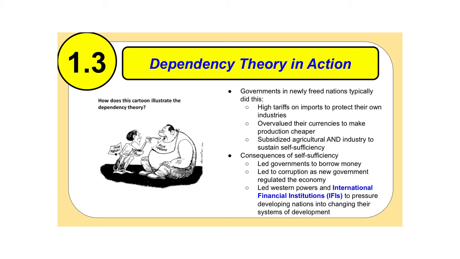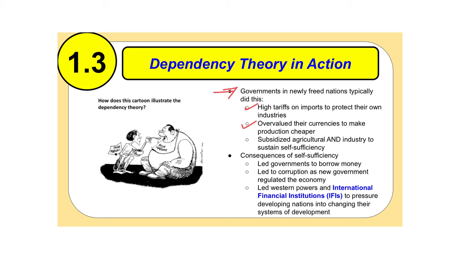So when a former colonial power would free an independent nation, this new independent nation's government would typically do the following things. It would institute high tariffs on imports to protect their own industries. This makes sense. You just were freed and are independent. You're trying to get your industry to get built. So you're trying to encourage the people of your country to buy your products. So you put high tariffs on imports.